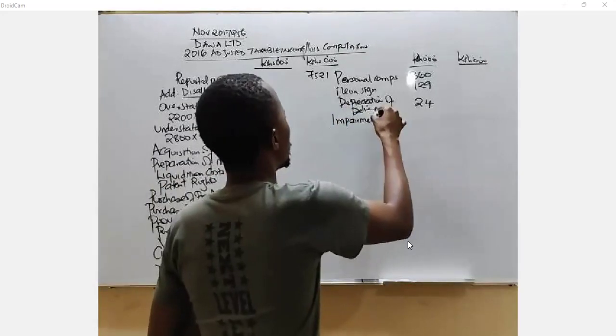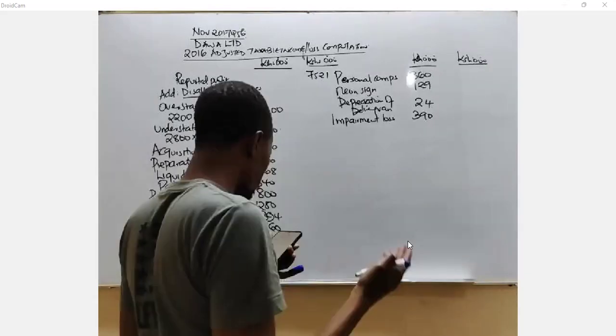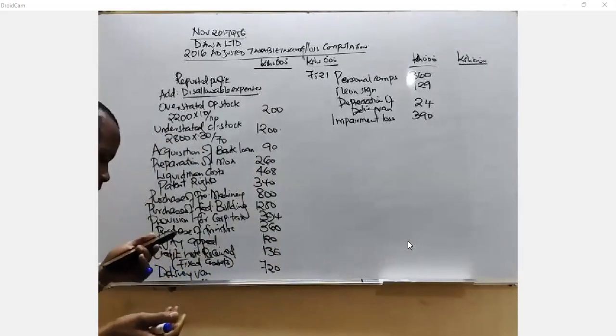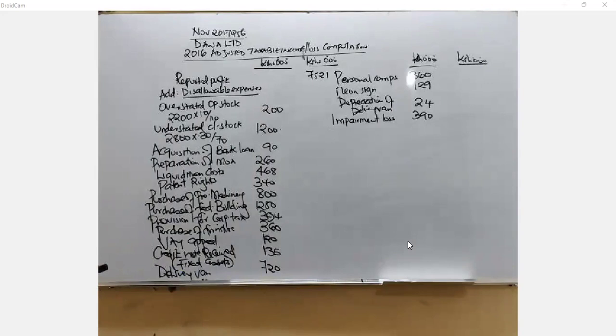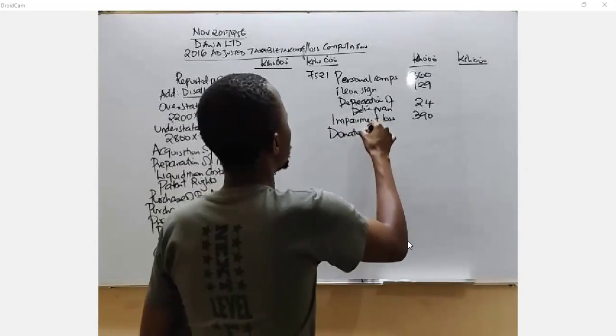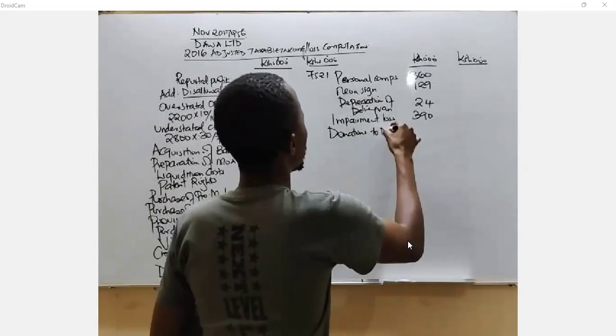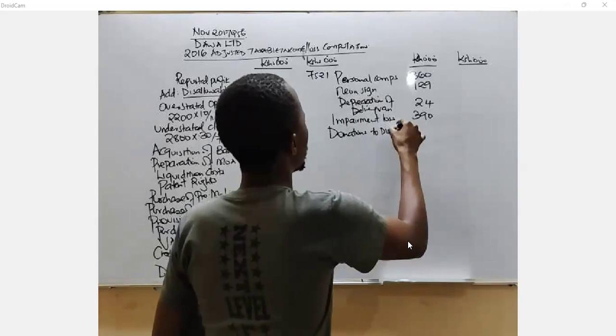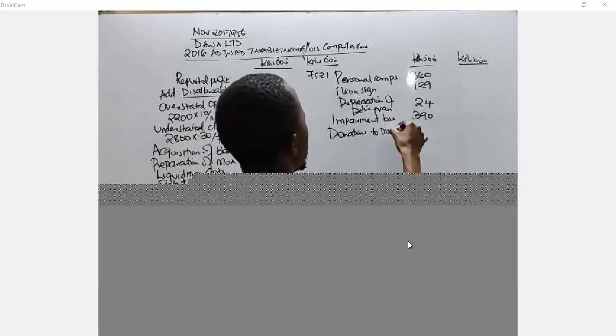Impairment loss amounts to 390. We have bad debts, which we have already analyzed. We have advertising there, but we also have donations. Donation to disaster funds amounting to 150.